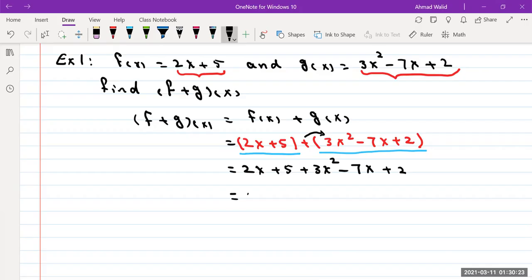I have 3x squared here. I don't have any more x squared. I'll copy my 3x squared here. I have positive 2x here, negative 7x here. It gives me negative 5x. I have positive 5 and positive 2. It gives me positive 7. That's my f plus g.